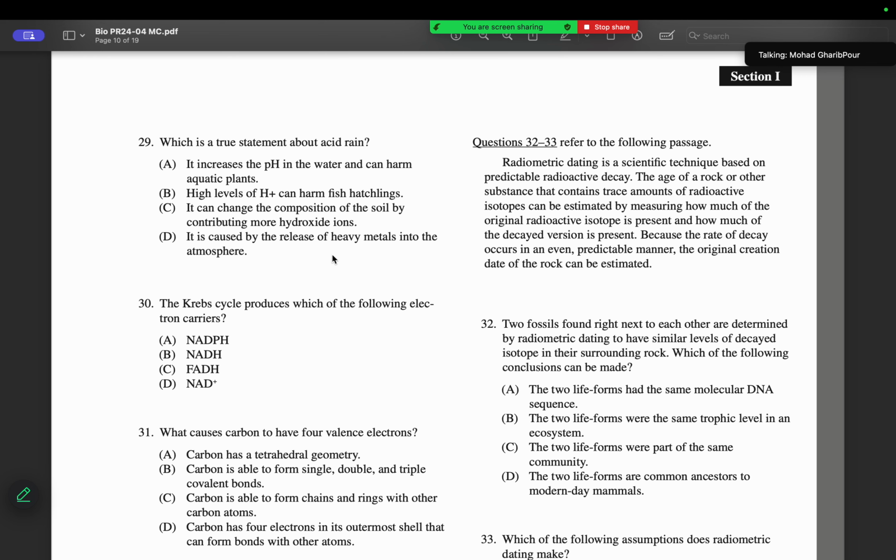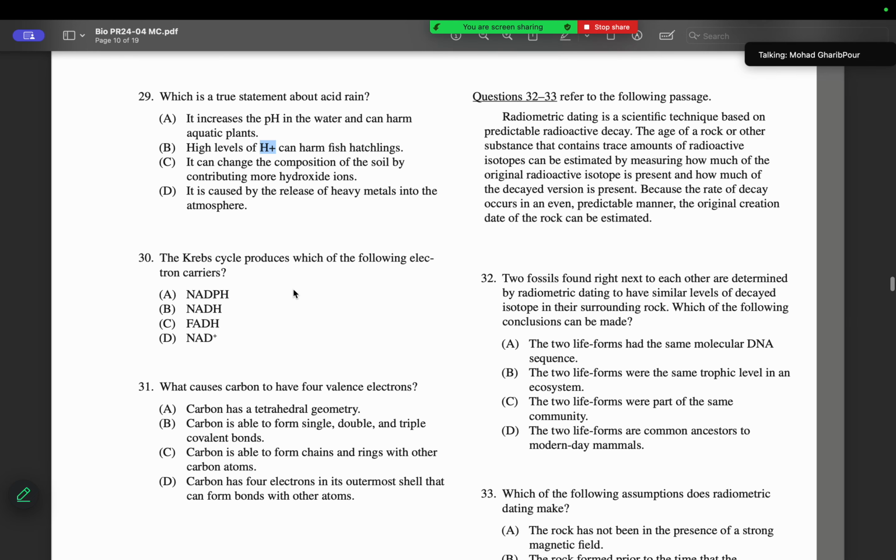Okay. It is caused by the release of heavy metals into the atmosphere. No. It's the release of hydronium or hydrogen ions. Okay. Next is 35.